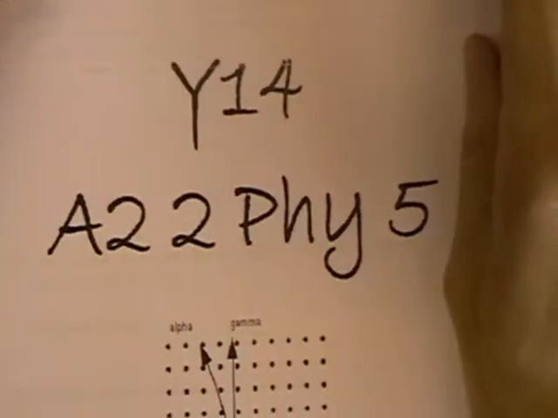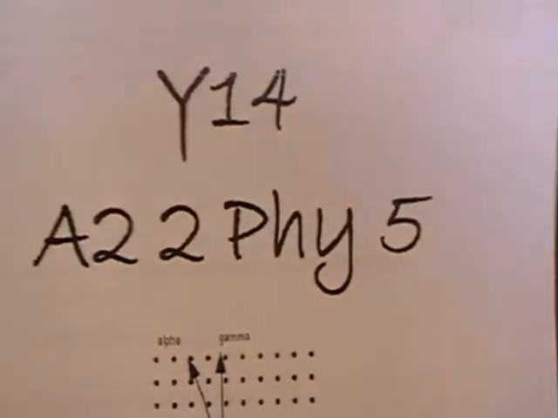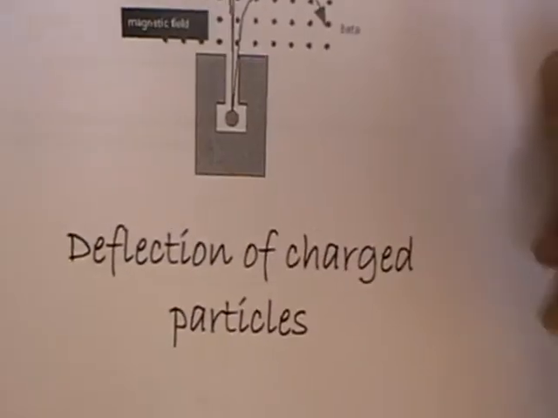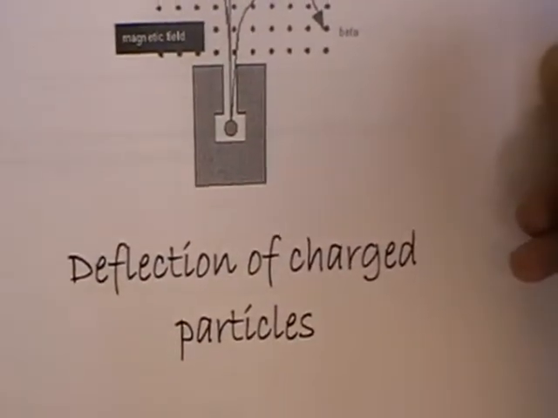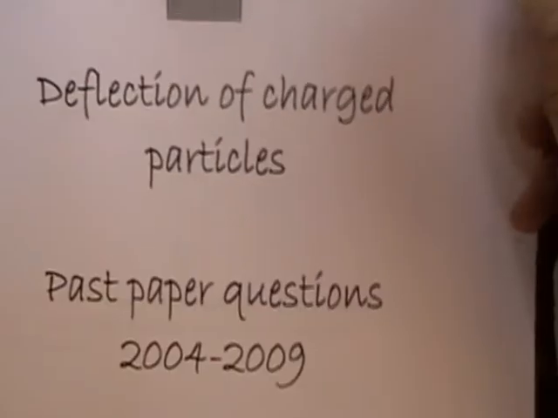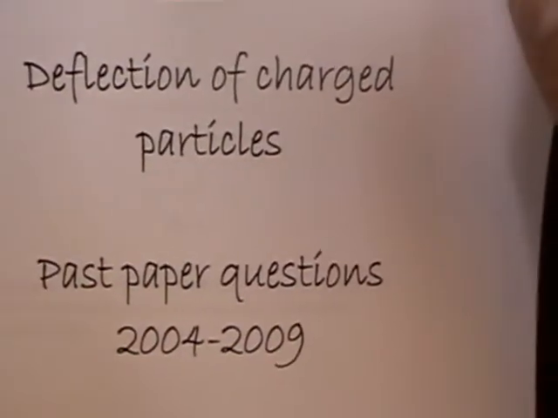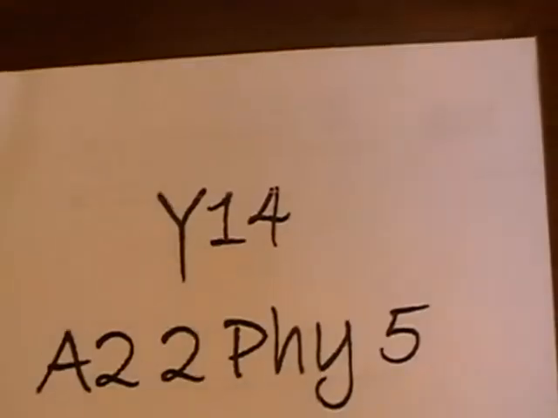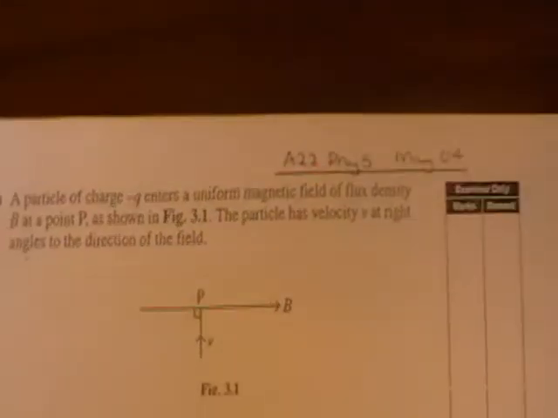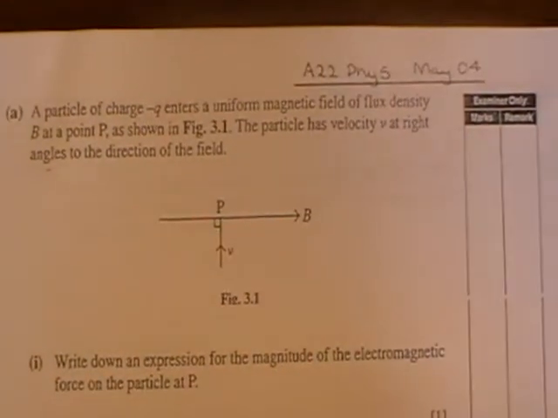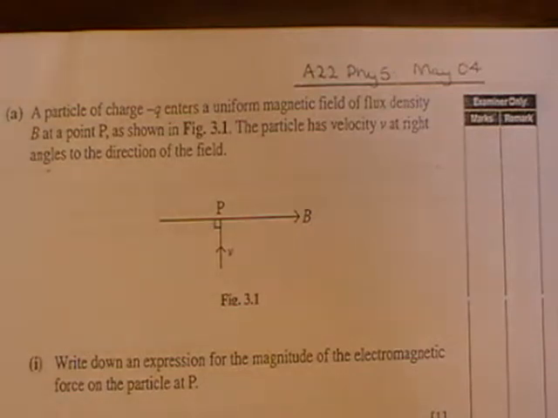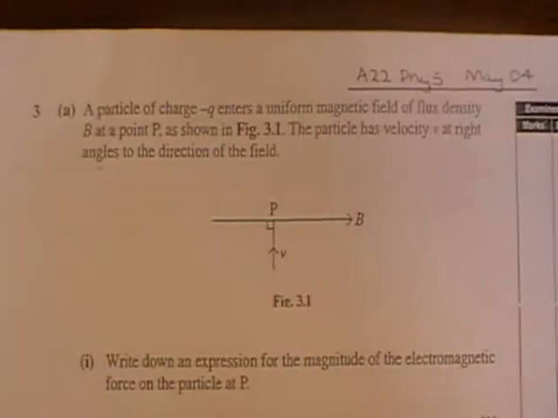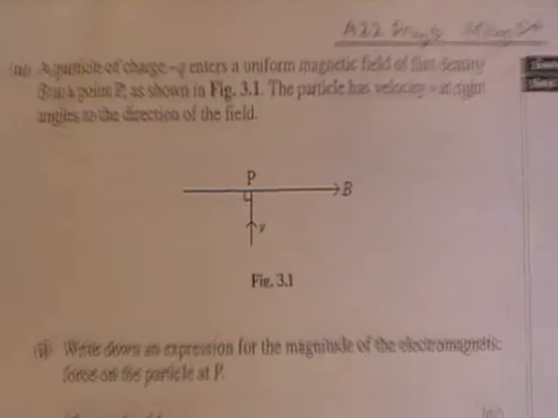This is Year 14, A22 Physics 5. And these questions are answers to the deflection of charged particles past paper questions that you got from 2004 to 2009. The first question is A22 Physics 5, May 04, and it's question 3A. Just scan in a little bit.